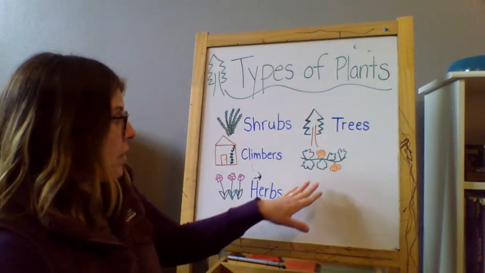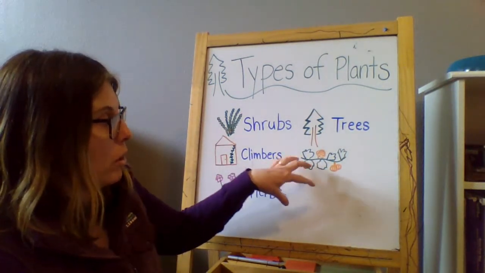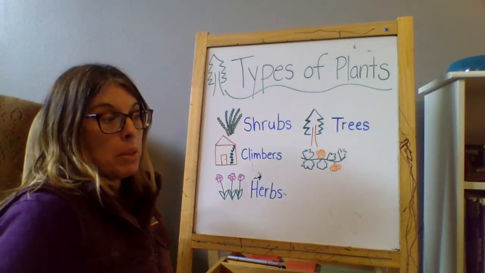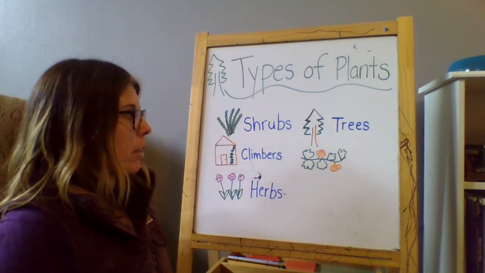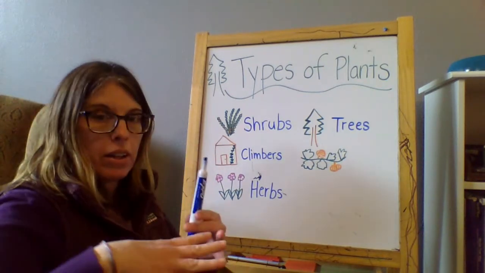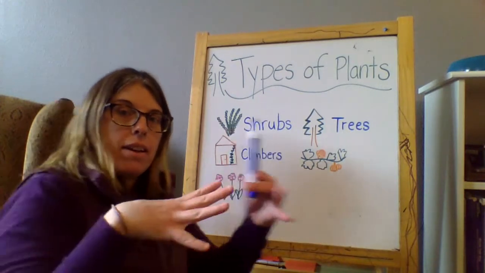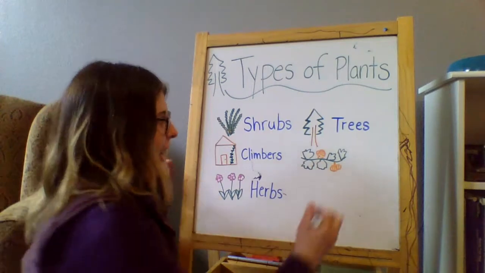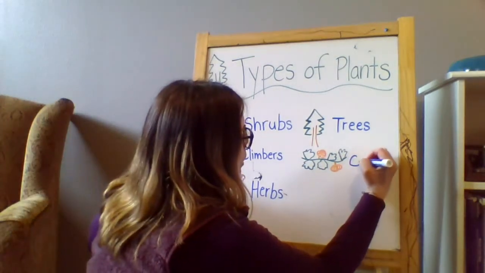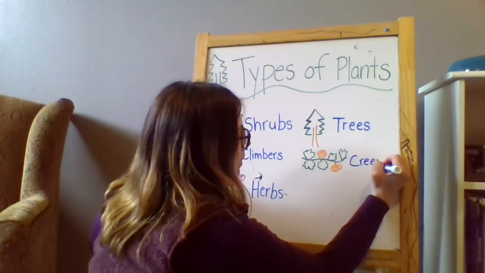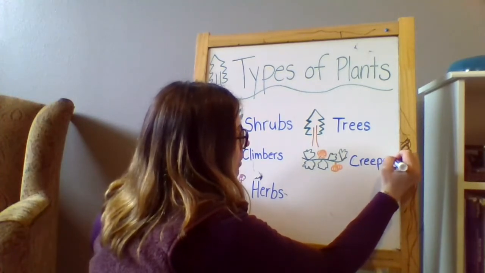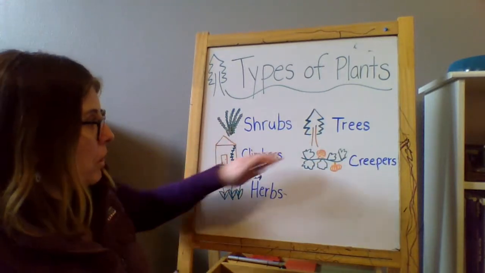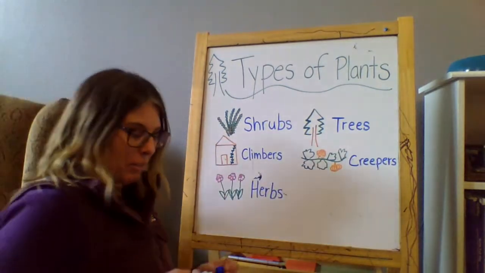Okay, and here's the 5th type. This type grows along the ground. Again, they don't have a stem strong enough for supporting themselves to stand upright. They grow along the ground. They spread out like that along the ground. Creepers. I like that name. Creepers is what we're calling those. Okay, so shrubs, climbers, herbs, trees, and creepers.